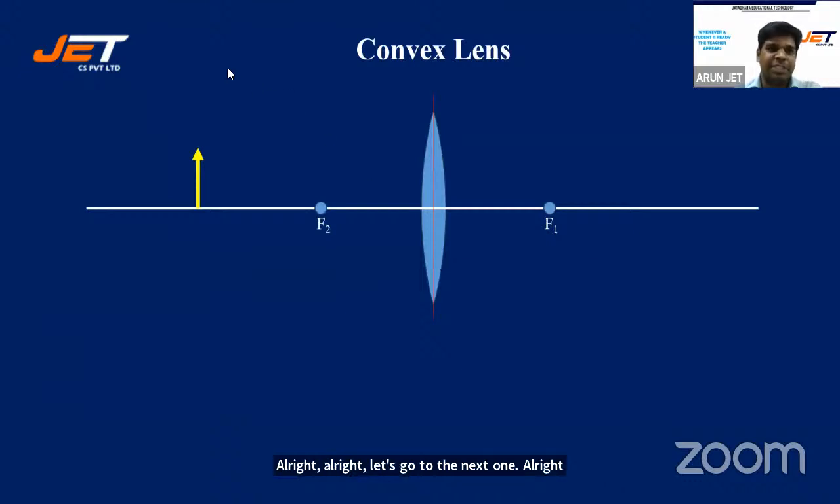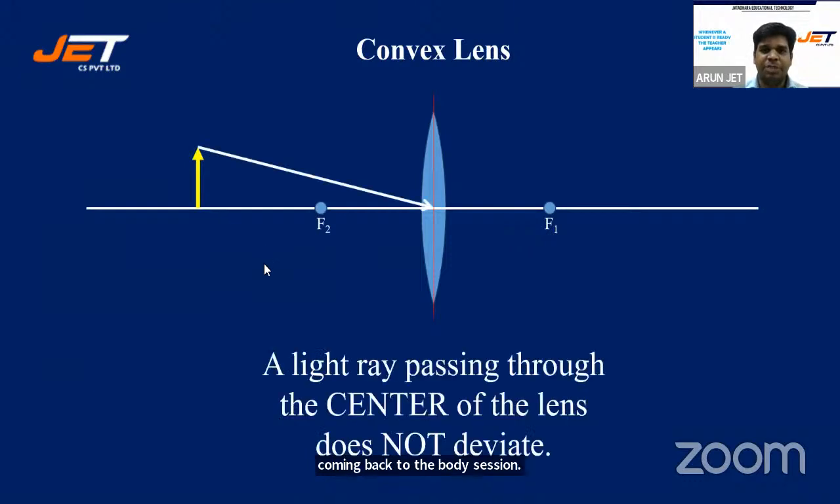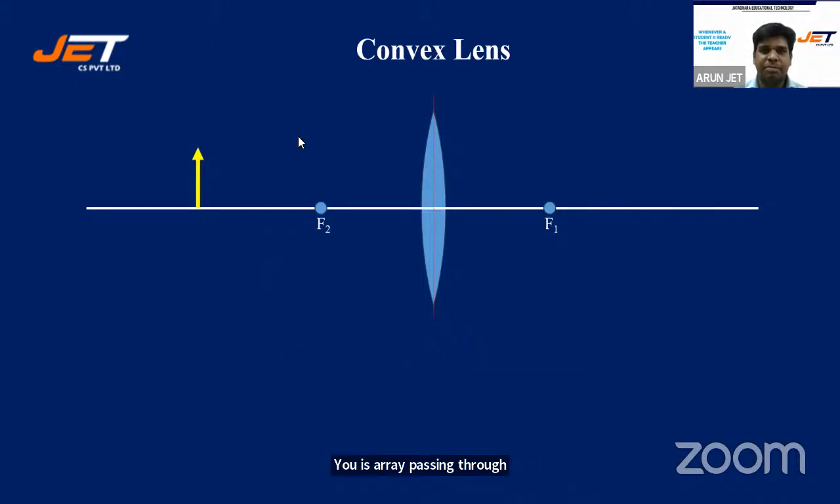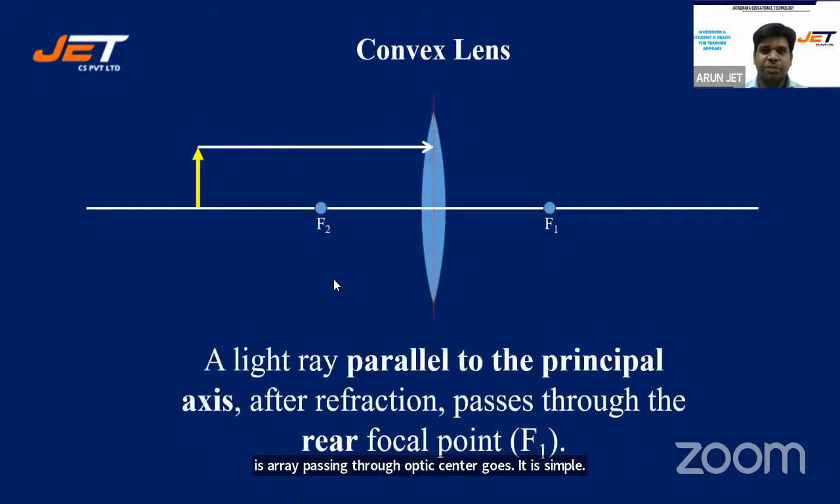All right, coming back to the POLYCET session. Here is a ray passing through the optic center, it goes undeviated. Pretty simple. A ray parallel to the principal axis will pass through the focus F1, the rear focal point F1.